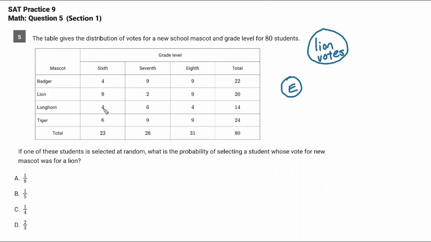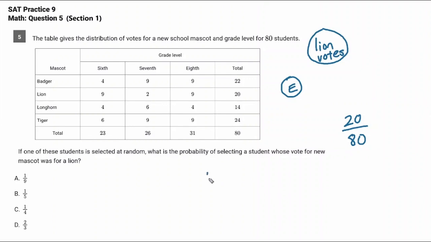But anyways, we're looking for lion, and we're looking for what kind of students? All students. So where is that? It's obviously right here. So it's 20 students, and we're looking for how many students total? 80.